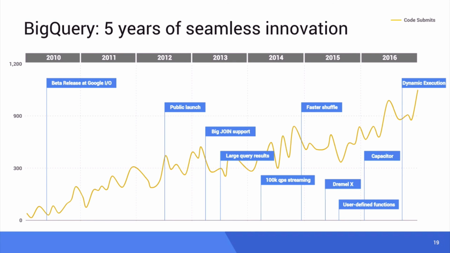The vertical axis shows you how many features or code submits we release every single month. And it looks like we're up and to the right, which is a good thing, and we're exceeding 1,000 code pushes every single month to this day. And the blue rectangles are generally the really big things that we released. Some of those are like Capacitor, you see here.